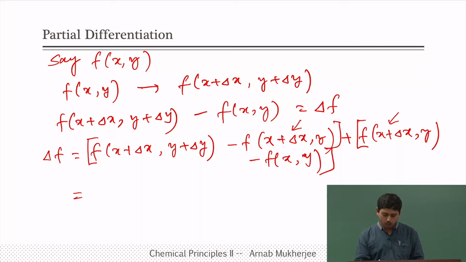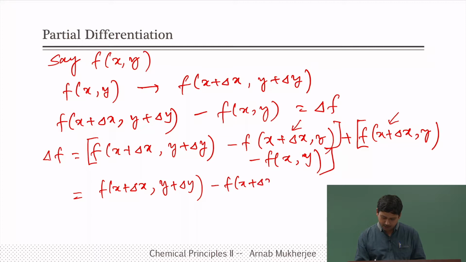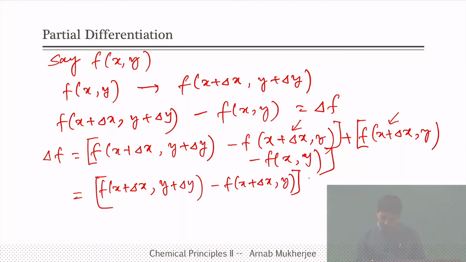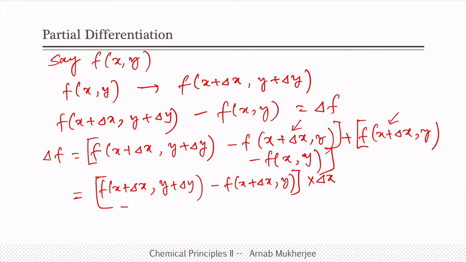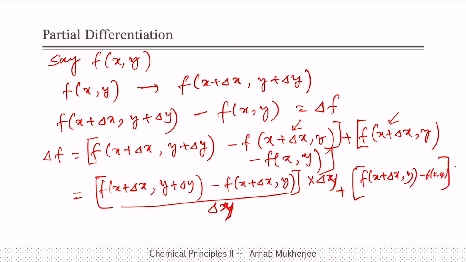Okay. So, for the first bracket, we are going to multiply and divide by delta x. So, f(x + delta x, y + delta y) minus f(x + delta x, y), this one we are going to multiply by delta x and divide by delta x. I am all going by first principle. Okay. Second one, now first one we are going to do y, second we are going to do x: f(x + delta x, y) minus f(x, y) into delta x by delta x. So, we got 2 terms.